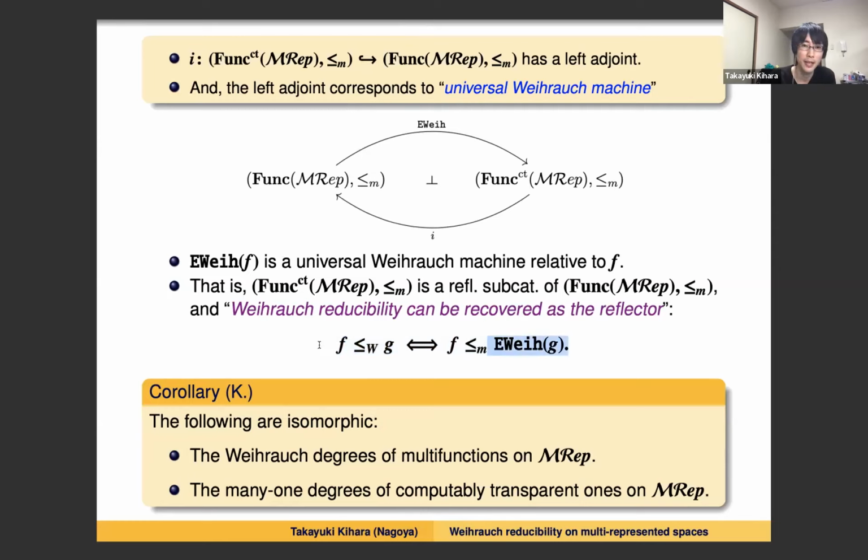By the same argument, we can recover Weihrauch reducibility of multi-represented spaces by using this left adjoint. F is Weihrauch reducible to G, where F and G are multi-valued functions on multi-represented spaces, if and only if F is many-one reducible to E via G, where E via is any left adjoint of the inclusion. Then we can show that the Weihrauch degrees of multi-valued functions on multi-represented spaces are isomorphic to the many-one degrees of computably transparent multi-valued functions on multi-represented spaces.